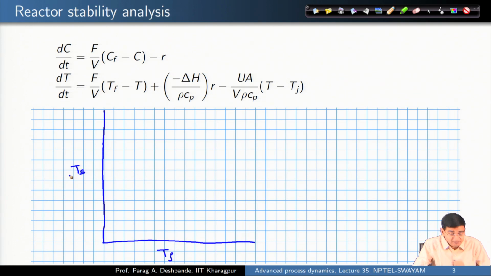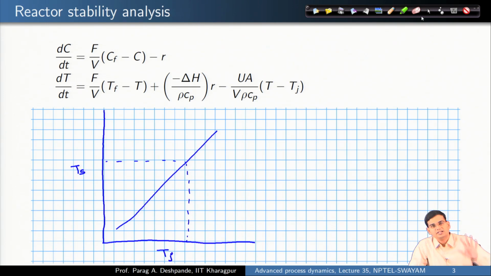So, what you should expect is that as my jacket temperature goes on increasing, my steady state temperature should go on increasing, some kind of a pattern like this. So, for a jacket temperature, you get a unique steady state temperature, but that does not happen. In fact, the way we plotted the previous plot, if you rearrange everything as a function of steady state temperature on one side and jacket on the other side, you will observe that you in fact get a curve which looks like this.